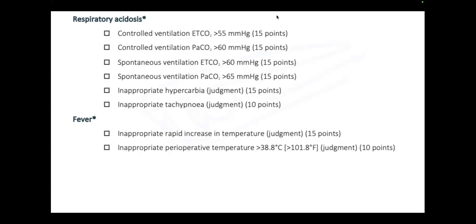Temperature itself: inappropriate rapid increase in temperature, 15 points. This again can be judgment, or you can look at temperature monitoring itself. You could be feeling the patient and find that suddenly the patient feels too hot. Or if you're doing temperature monitoring, if the temperature goes above 38.8 degrees, that is more than 101.8 degrees Fahrenheit, then 10 points.